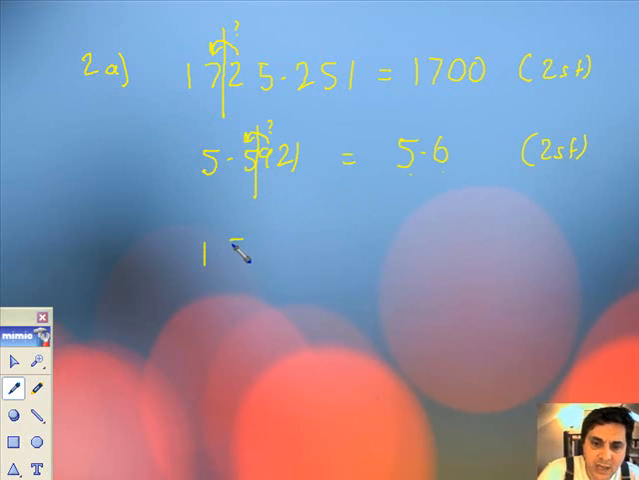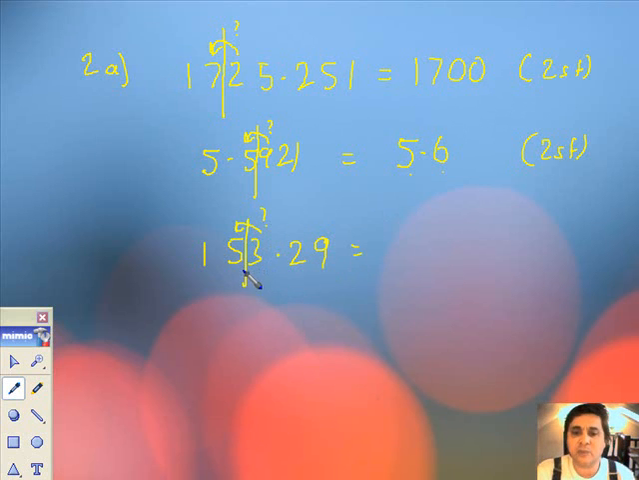Next one, 153.29. 1, 2, chop. What will the 3 do to the 5? Absolutely nothing because the 3 won't push the 5 up to a 6. So I'm left with 150.